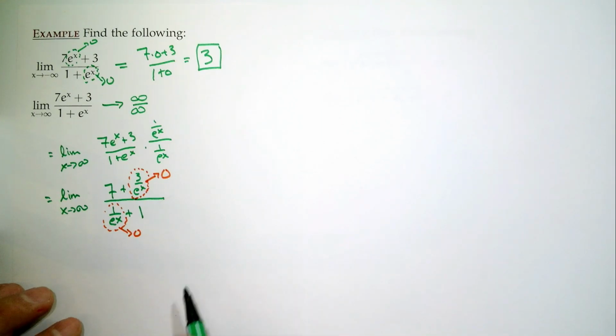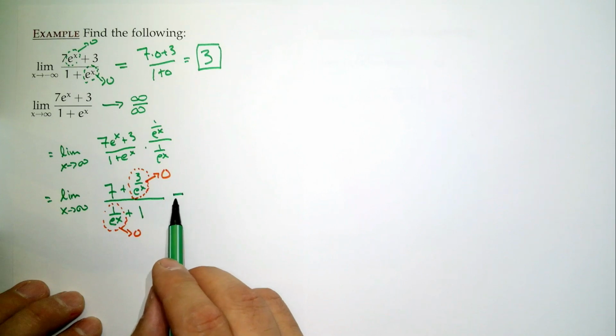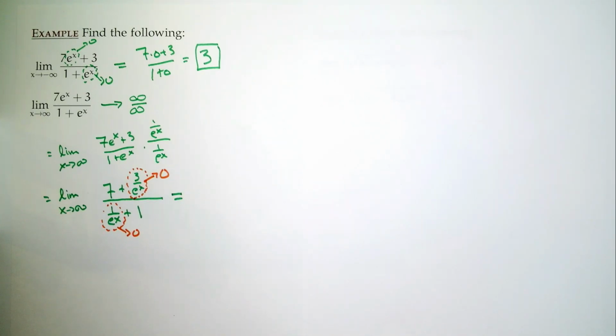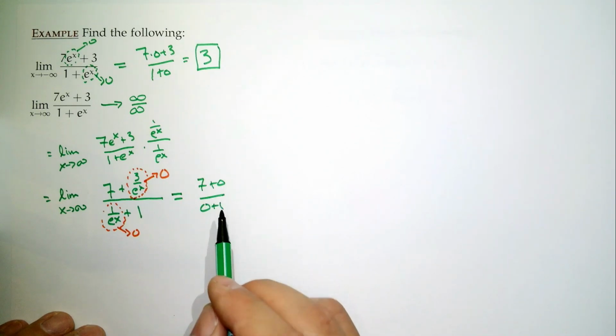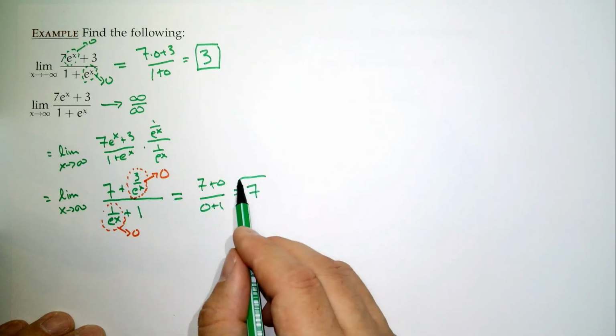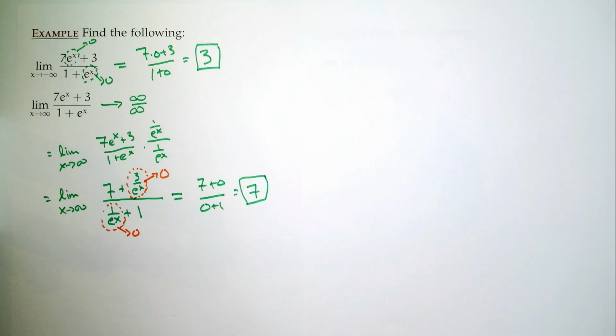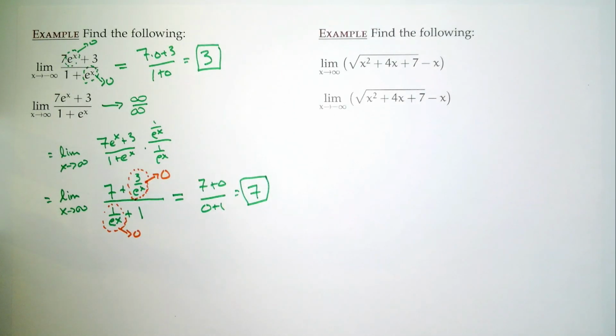Okay, which means that this is now a limit we can handle. So we get that the answer is 7 plus 0 over 0 plus 1, which is 7. So they actually do have different values for the two asymptotes. So that's why we have to check both. Well, that wasn't so bad. Let's try another.